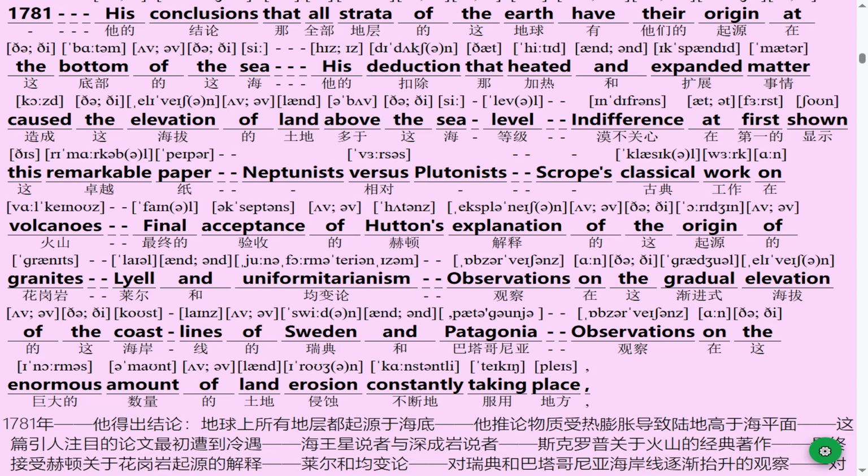Indifference at first shown to this remarkable paper. Neptunists versus Plutonists. Scrope's classical work on volcanoes. Final acceptance of Hutton's explanation of the origin of granites. Lyell and uniformitarianism. Observations on the gradual elevation of the coastlines of Sweden and Patagonia. Observations on the enormous amount of land erosion constantly taking place.